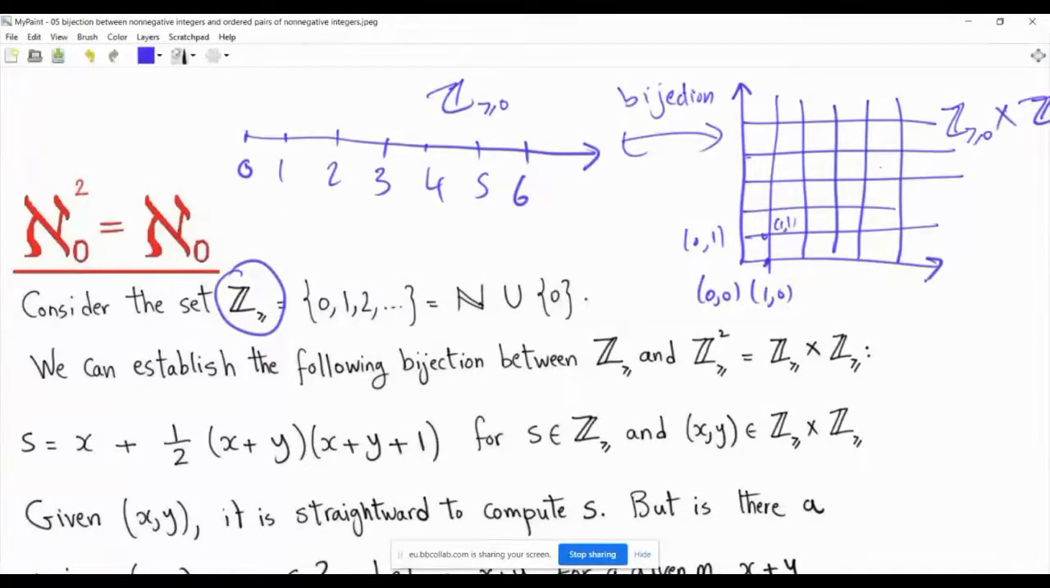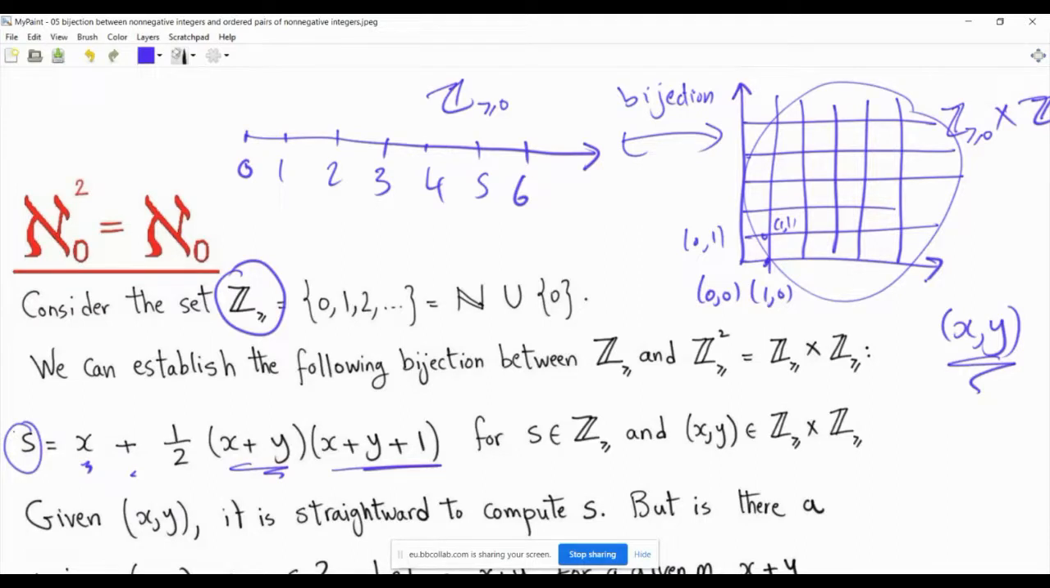Okay, so let's see an example of this bijection, and what we will do is this. If you have an ordered pair, x and y, we will assign to it the following non-negative integer: s equals x plus half x plus y times x plus y plus 1. So if I give you x and y, you can easily get s. You just plug in the numbers, okay? And don't worry about this. You will get an integer, right?